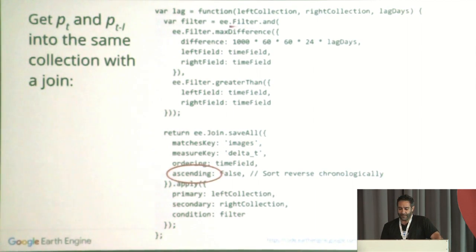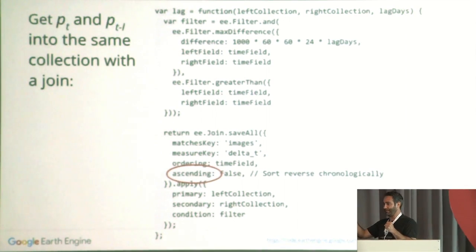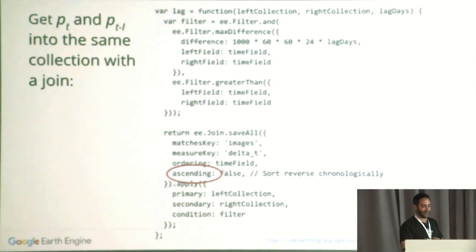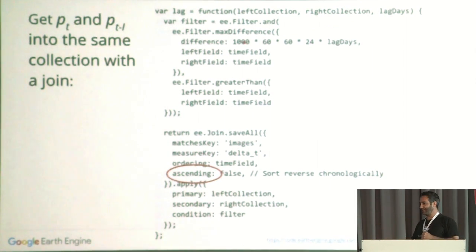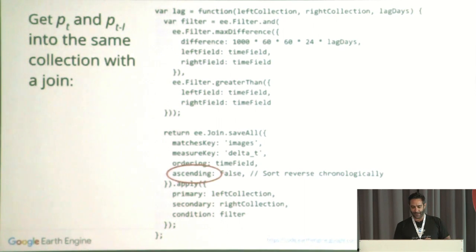And as you may know, we need a filter to define the join condition. And the filter is going to be a max difference filter. Specifically, the difference that we're looking at is the difference between the times of images in this time series. So we have an image at time t, and we have an image at time t minus L. L is for lag, and we want to somehow capture that in a filter. The system time start property in Earth Engine is always in Unix time, or milliseconds since the epoch. And so we go milliseconds, seconds, minutes, hours, days.